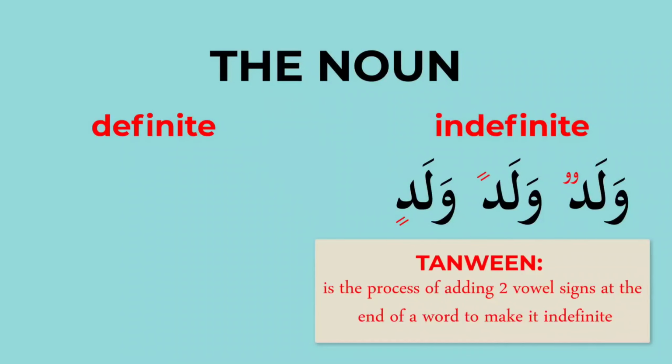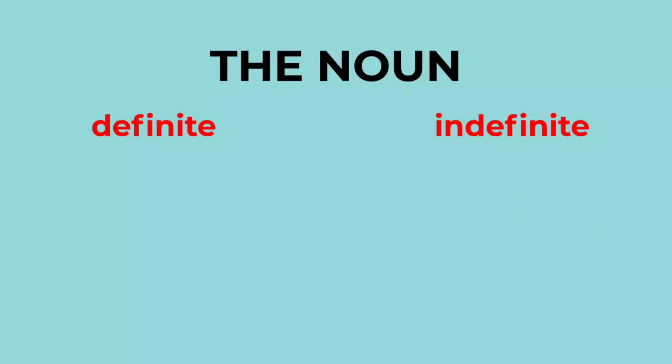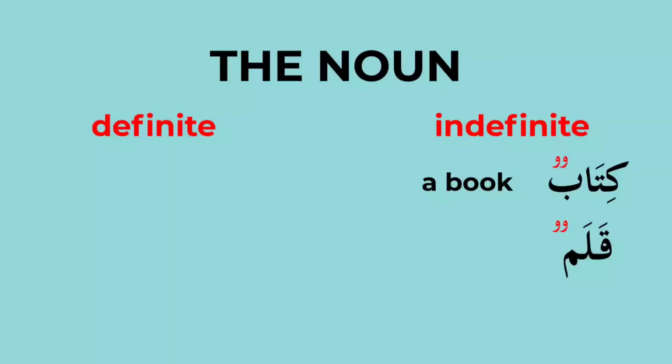Tanween tells us that the noun is indefinite. Are you with me? If I say kitabun, what is the English? A book. If I say kalamun, a pen. If I say baitun, a house. And then, how do I make it definite?